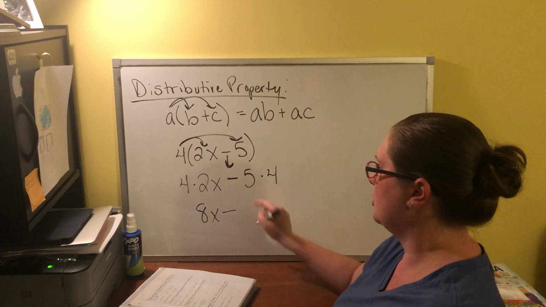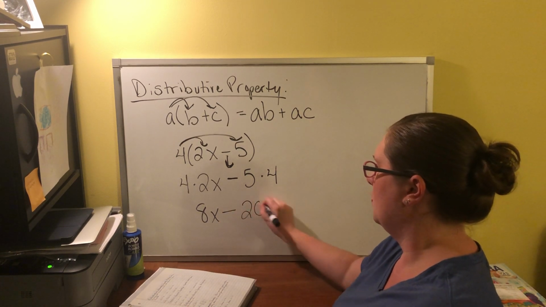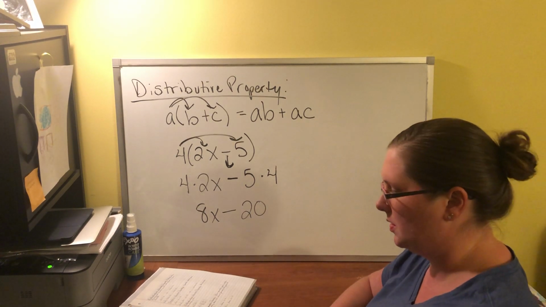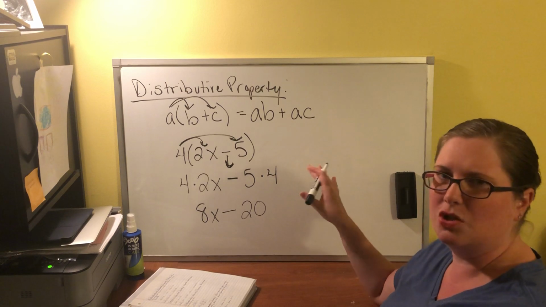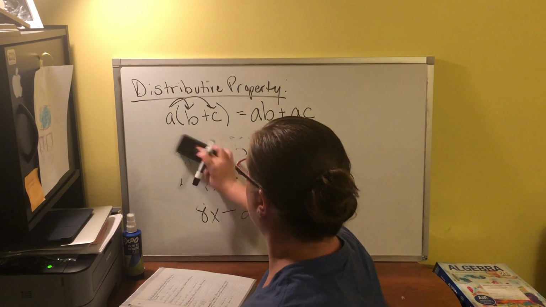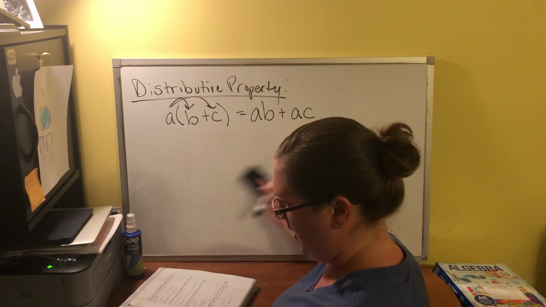Bring down the subtraction, and I have 5 times 4, which is 20. Can't combine like terms, so that's our final answer, 8x minus 20. So I hope you remember doing this distributive property at some point, okay? Let's see here. Let's do just a couple more examples.